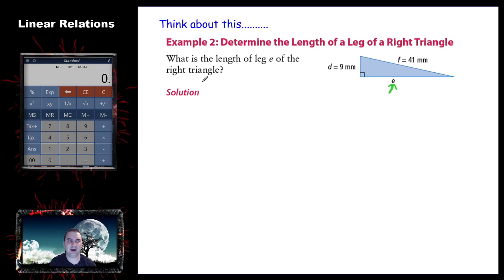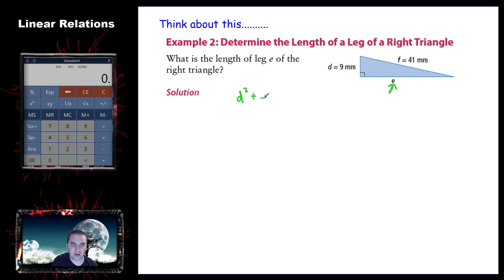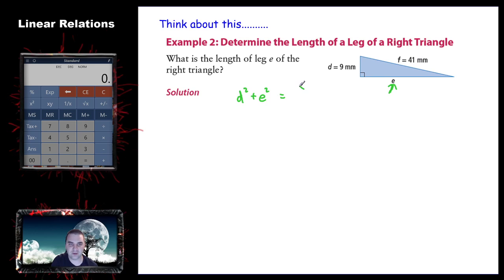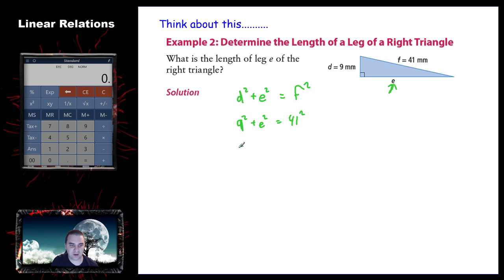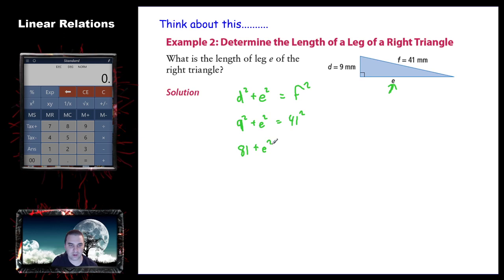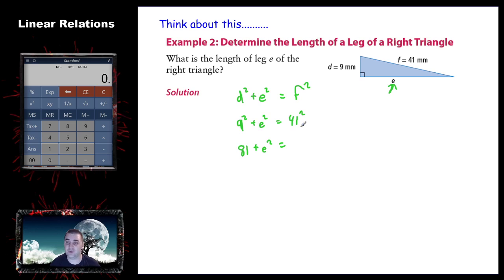The length of leg E of the right triangle. Pythagorean theorem is the same. The two sides that are smallest, we square those and add them up. So d squared plus e squared is equal to f squared. D is 9, so 9 squared plus e squared. And f is 41, squared. 9 squared is 81 plus e squared is equal to 41 squared, which I have no idea what it is.